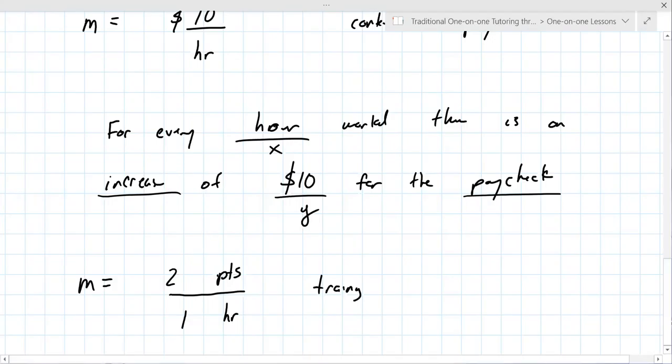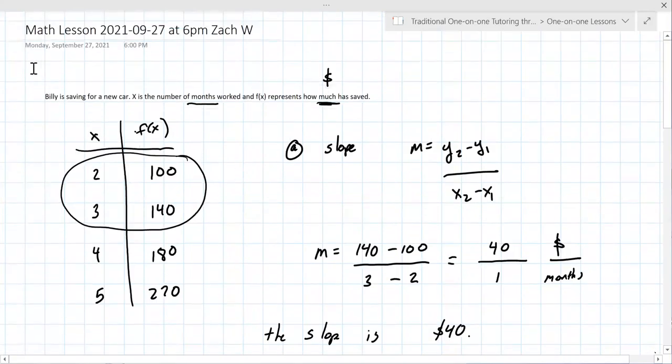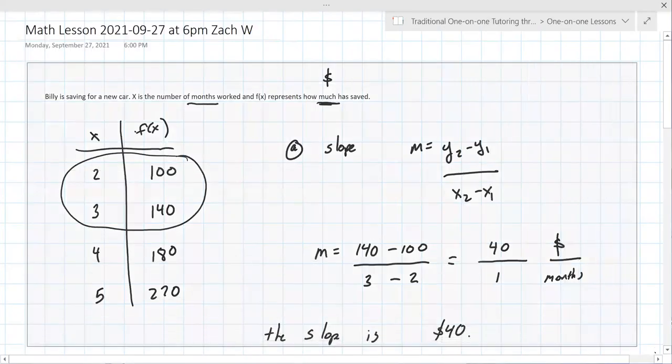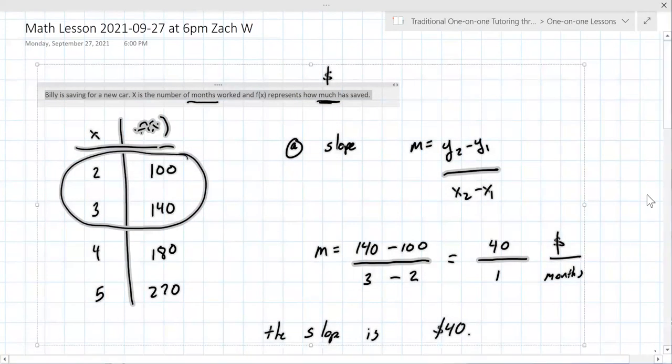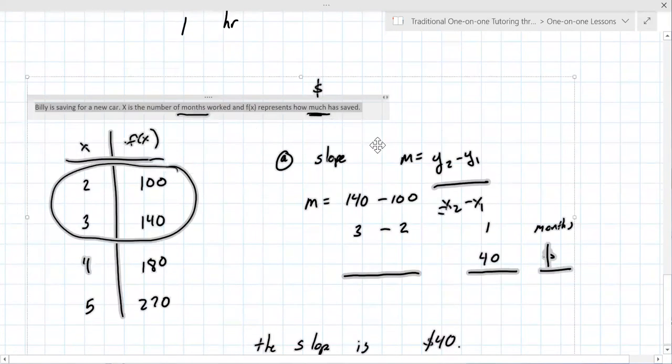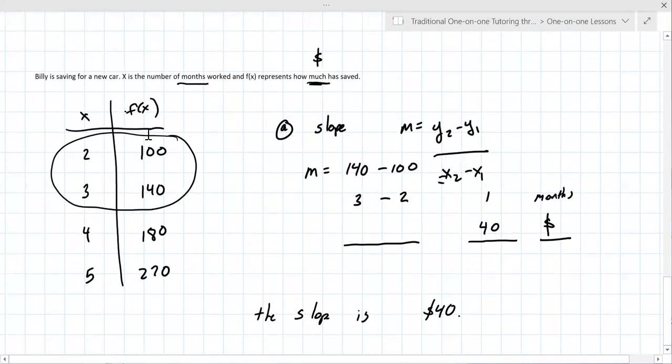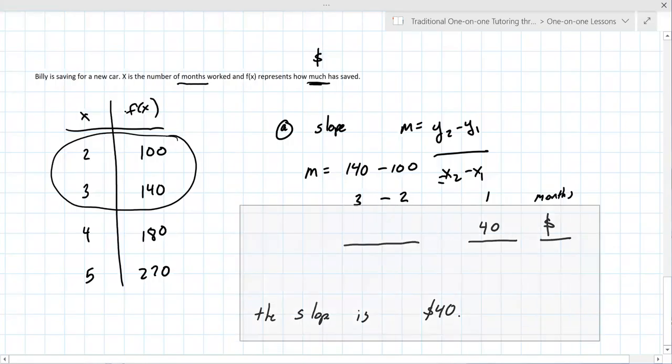Okay, so let's go back to our question that we made up here. Let's go back to all of this. So we found the slope is 40. Right, you got that down. So I'm going to just copy this down because we need all of this for the next part. We got kind of sideways on there, but that's okay.